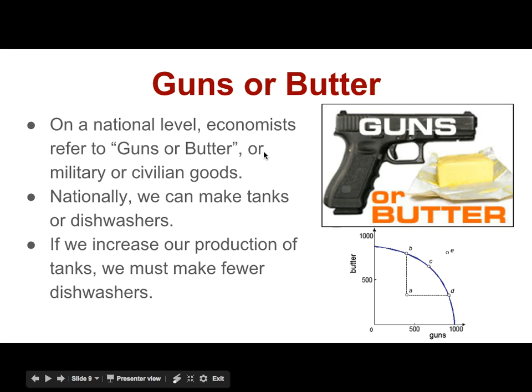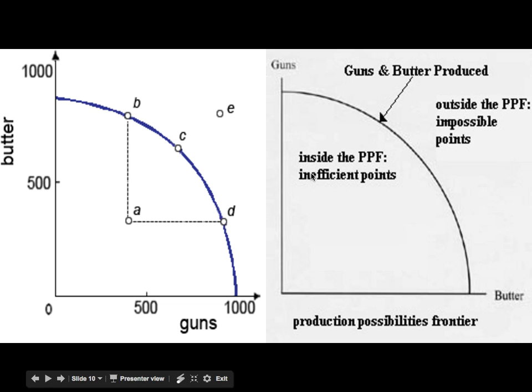This is an important understanding of how our national economy can function and how things do shift during times of war. If the United States gets involved in a major war with another nation, we're going to have fewer dishwashers because we're going to need more tanks. Taking another look at this, we see our guns and butter. Okay, so as our guns increase, our butter is going to have to decrease as we follow along this line.